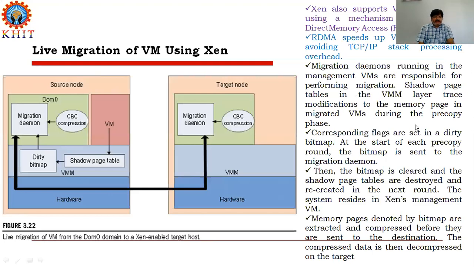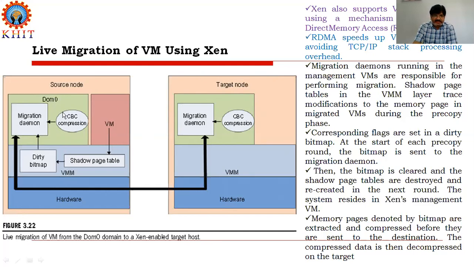Here we can apply the technique of live migration to a virtual machine using Xen server. So how will Xen server migrate from one source node to another target node? That means we are applying the live migration technique from the source node to the target node, live migration of a virtual machine from Domain 0 to a Xen-enabled target host. How it can be done, we will see in this diagram.